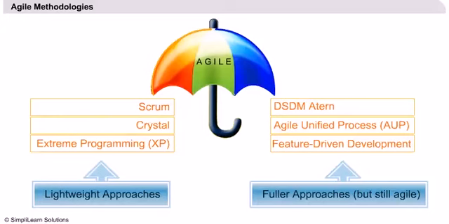Some other approaches are slightly more prescriptive in their practices and are hence classified as fuller approaches, but they are also agile, in the sense that they also advocate incremental and iterative development. These include methodologies like DSDM, Agile Unified Process, or AUP, and Feature-Driven Development, or FDD. So within the Agile umbrella, there are a number of methodologies and practices that are available to you to choose your own specific Agile flavor. Let us move on to the next slide, which talks about the Crystal.